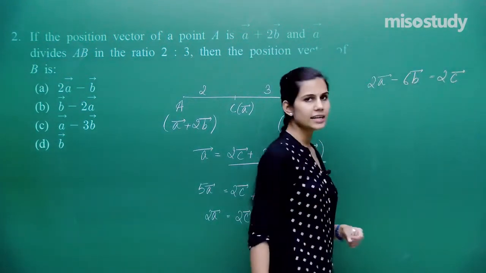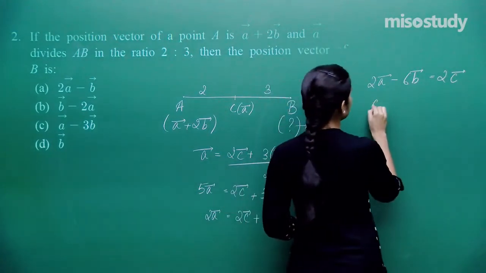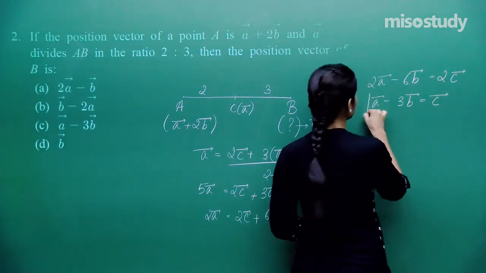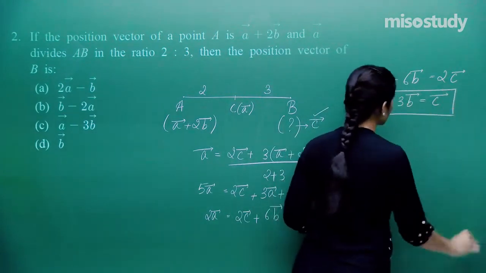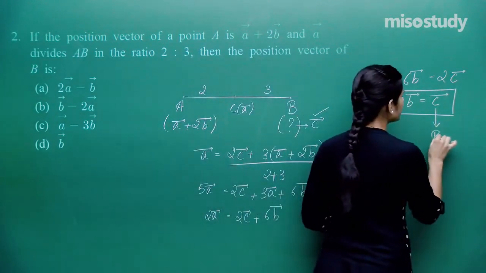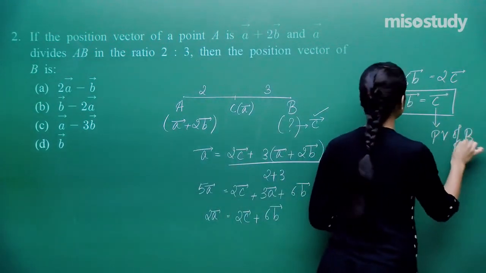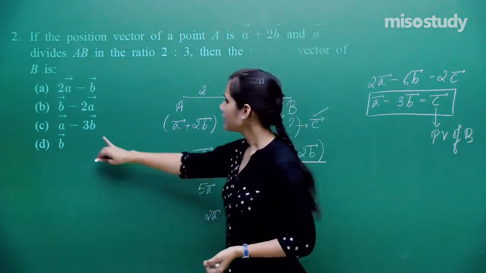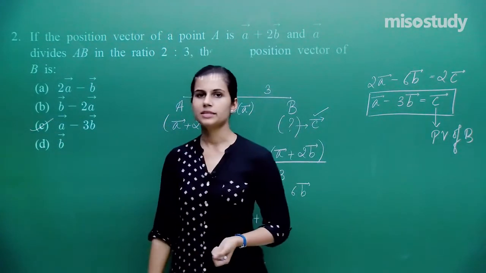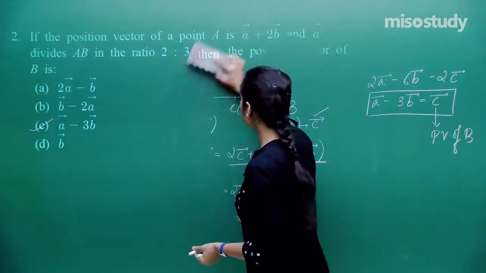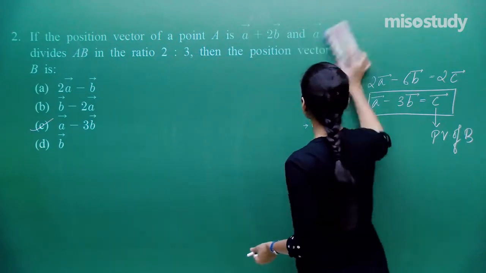I can definitely take out 2 common. I am going to get A vector minus thrice of B vector is C vector. So C vector is the position vector of point B. So position vector of point B is A vector minus thrice of B vector. Let's see, A vector minus thrice of B vector, option number C is the correct option. Now, pretty much easy question just based upon section formula.